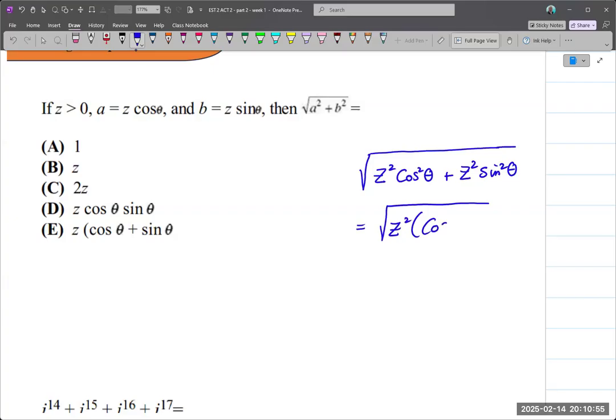Then the remaining will be cosine square theta plus sine square theta, which is equal to 1. Then finally it will be the square root of Z square, which is equal to Z. And this is our answer. It will be the choice B. Easy?